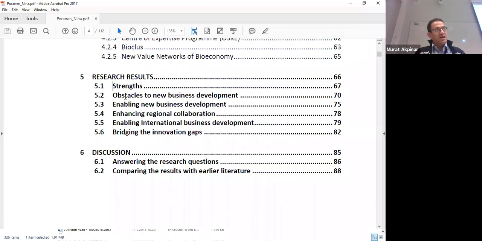So you can see the answers to the sub-questions, and in 5.6, you can see how she has used the theoretical framework, how those gaps can be bridged. In a way, this bridging the gaps is actually another way of saying enhancing regional collaboration. So bridging the gaps means those actors collaborate with each other. So they are kind of together.